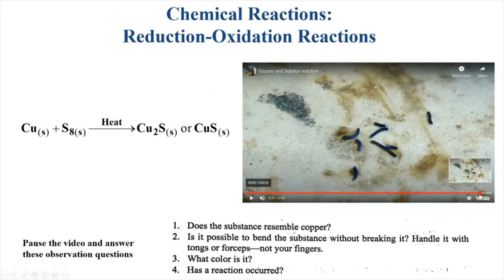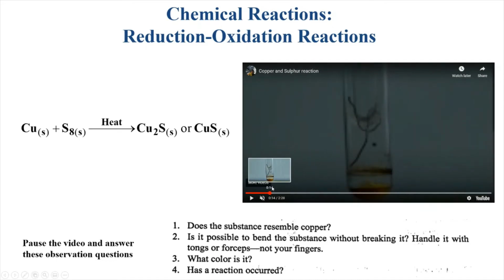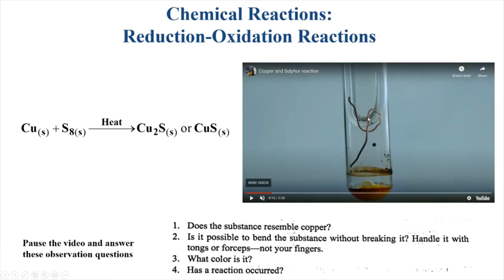Now remember that the copper originally looked like this before the reaction started. And I can tell you that if you were to bend this, you could bend it very easily. It's kind of like bending a metal wire. When you bend a metal wire, it will bend very easily.